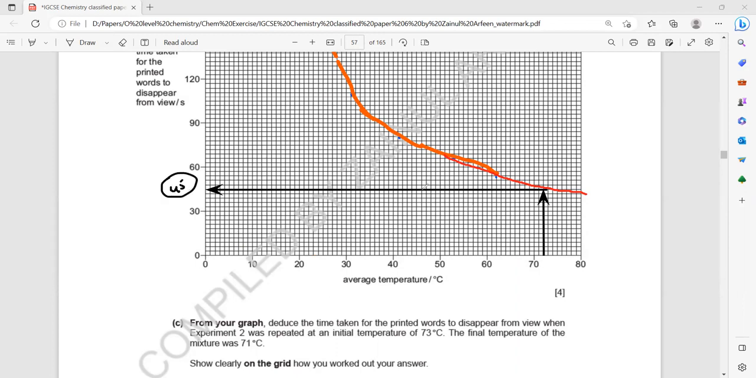Is it clear? So for the shape of the graph, we follow the trend. Yes, clear. We had these values, but 72 was not there. So what we did, we continued our graph and followed the trend. From this trend, we draw a line from 72 and work out the time.